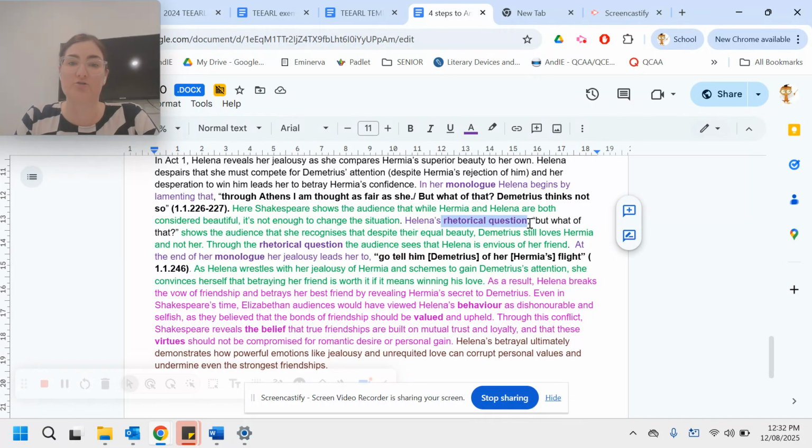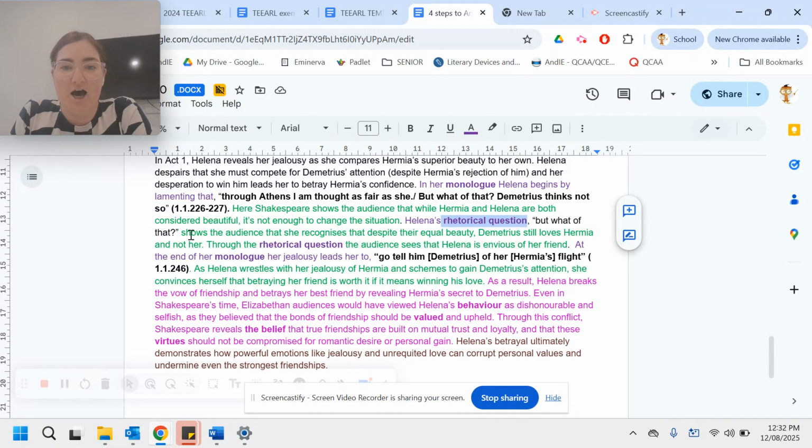I may as well get extra marks by naming more devices. If I can, if they're there, do it. So Helena's rhetorical question, but what of that? Shows the audience that she recognizes that despite their equal beauty, Demetrius still loves Hermia and not her.